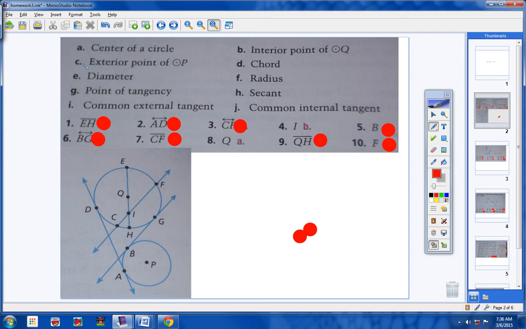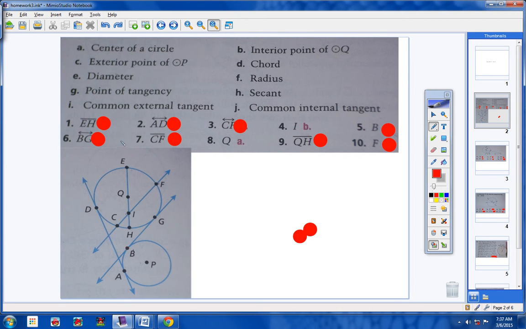Alright, let's take a look at letter C, exterior point of P. And I want to be very clear about something, students. Please listen. This point here is on the circle. Got it? This point here is on the circle. Got it? This point here is inside the circle. Every other point out here is outside of circle P. So any of those points could be an exterior point of circle P. So I really don't know which one they want.